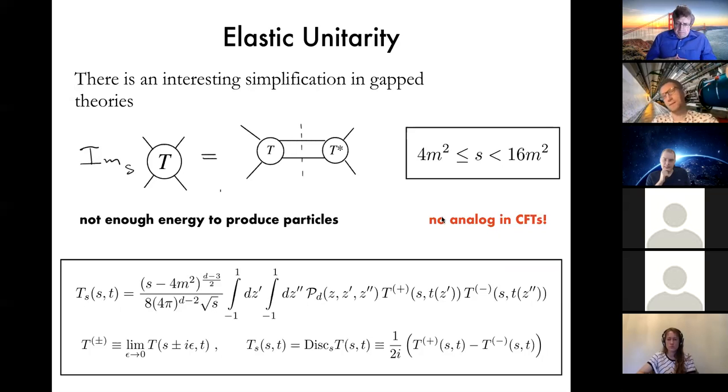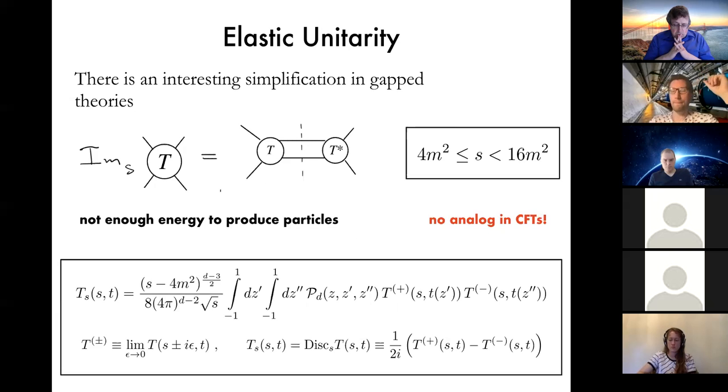This is something I really enjoyed playing with, because this equation does not have an analog in CFTs. In conformal field theory, M is 0, and so all the cuts are on top of each other. So this is something you can only enjoy if you have a gap. And this looks quite powerful. It's a nonlinear equation on T, and we will see that it is indeed very powerful. But to exhibit what is hidden in this equation, we will need some basic tools.